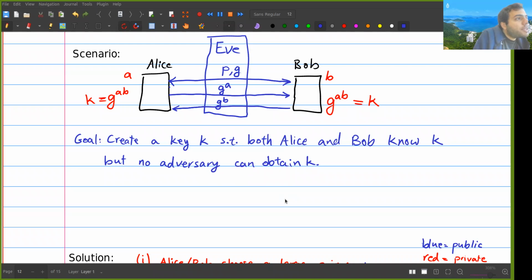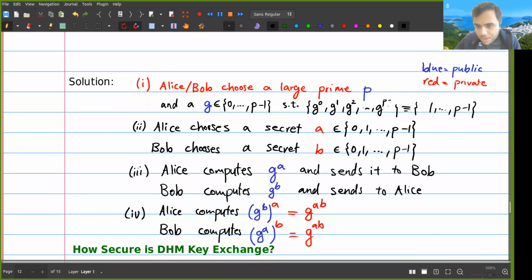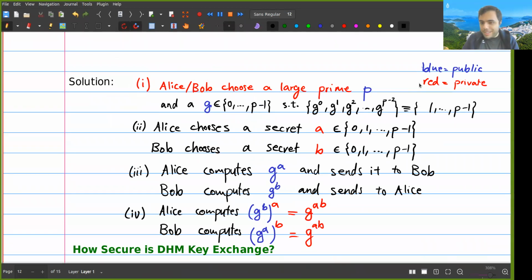So the next question is, why can't Eve do log to get A or B? Okay. So we'll answer that in a little bit. So another question is, how can G to the I be 0 modulo P? Oh, okay, sorry. Yeah, my bad, not 0, just 1 to P minus 1, and this should be until P minus 2. Okay, really sorry about that.